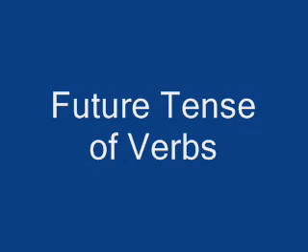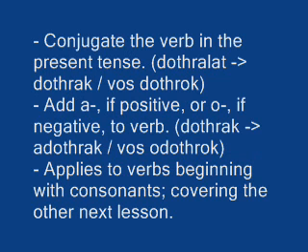The future tense in Dothraki is very simple. You just add a vowel in front of the present. First, you would conjugate the verb regularly in the present tense, and depending on positivity or negativity, you add a or o to the beginning of the conjugated verb, respectively.